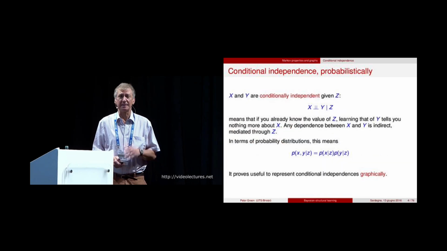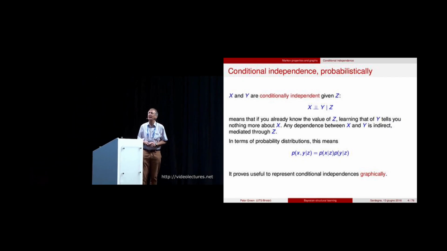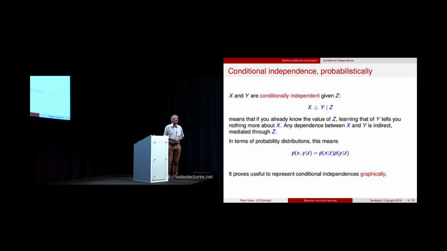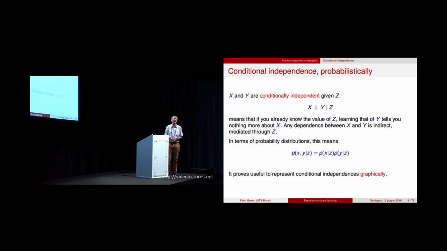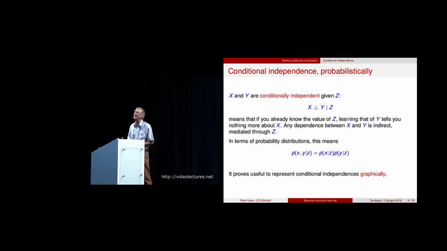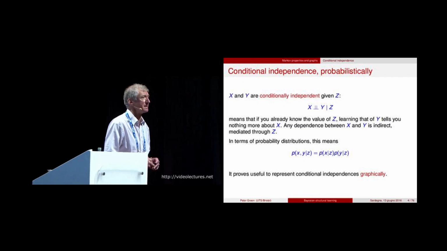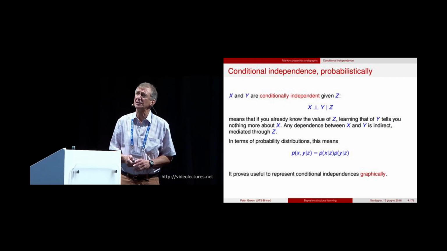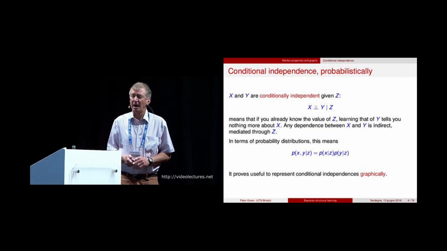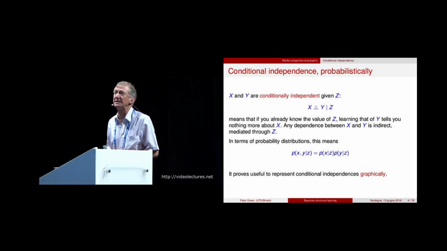And that's an idea that can be studied more abstractly. And Steffen Lauritzen's book is a wonderful representation of that formulation. But in probability terms, it's something quite concrete. It says that the joint distribution of x and y given z factorizes into the conditional marginals. And what we've learned is that it becomes really useful to represent conditional independence in a graphical form.